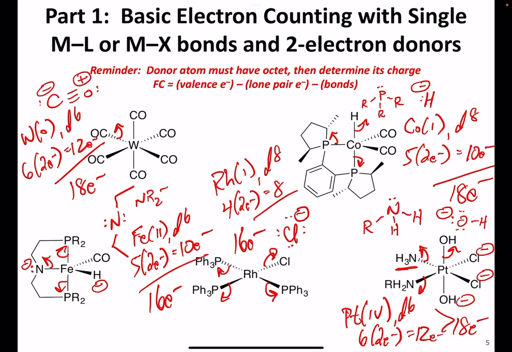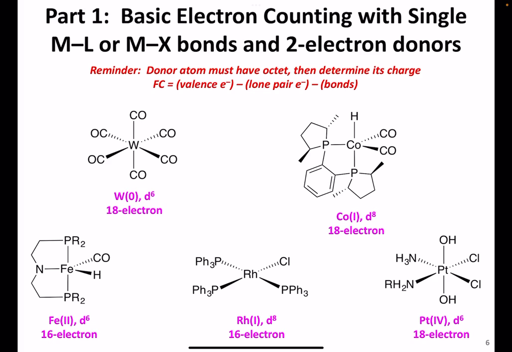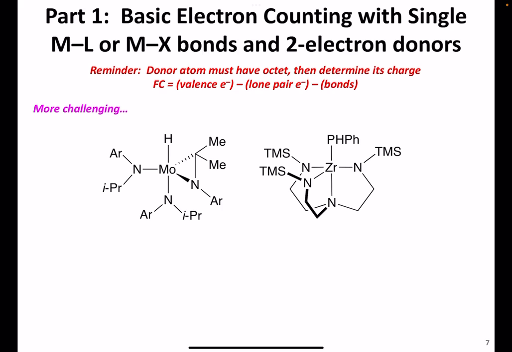And if we click ahead here, you can see that all of my answers are correct. We have an 18-electron tungsten compound, an 18-electron cobalt, 16-electron iron, 16-electron rhodium, and 18-electron platinum compound. So I've got a couple more challenging examples here. Here's a moly compound on the left.